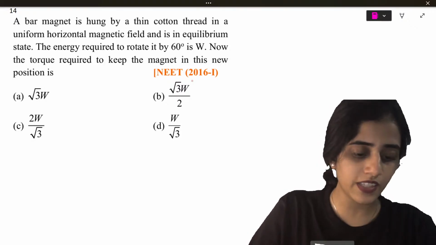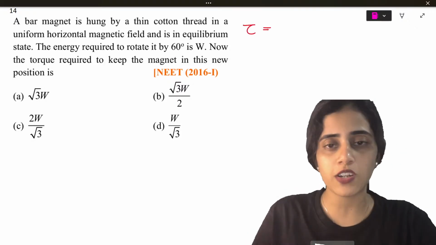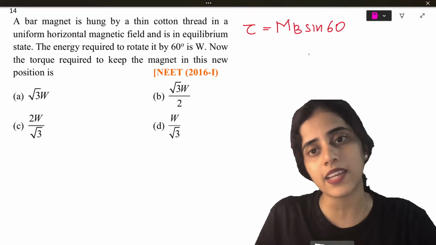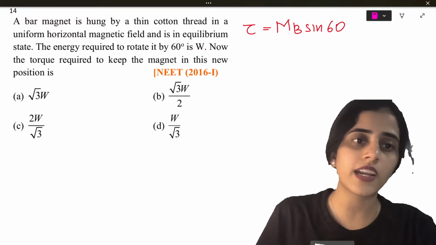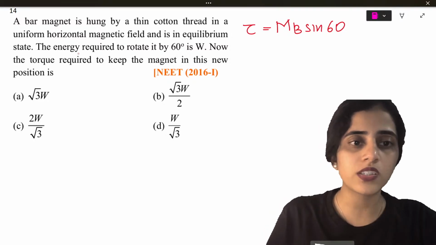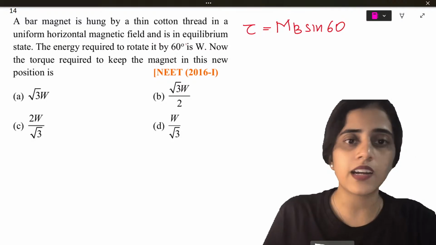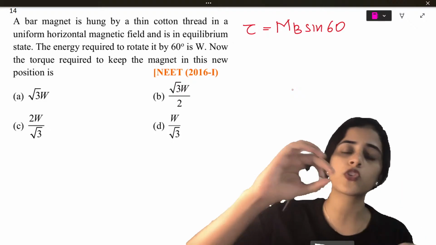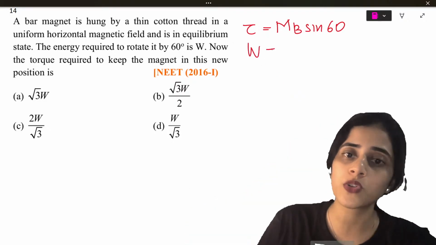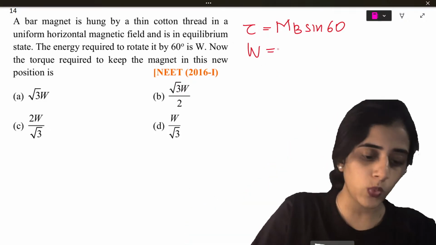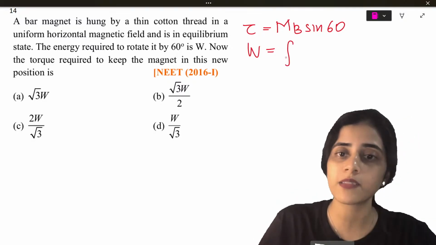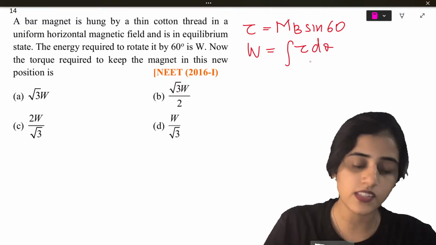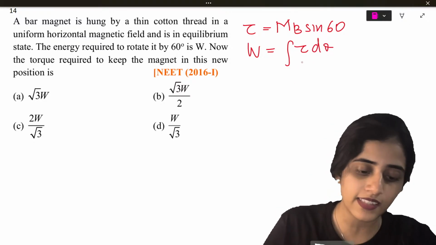Okay, so first thing, what is the formula for torque? Torque is equal to mB sine theta, which will be sine 60. Now, that is fine, but you have to find out the energy required. Some work is done, so you are going to rotate it. So what is the formula for work done? Work done is basically the integral of torque, torque d theta, which is mB sine theta d theta.